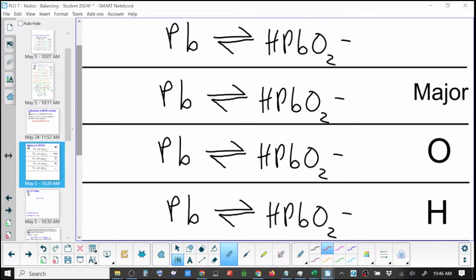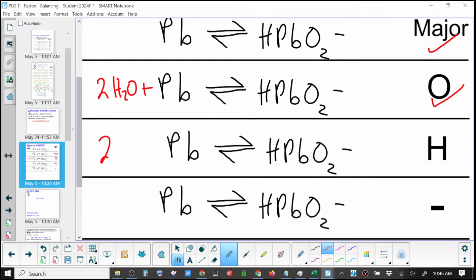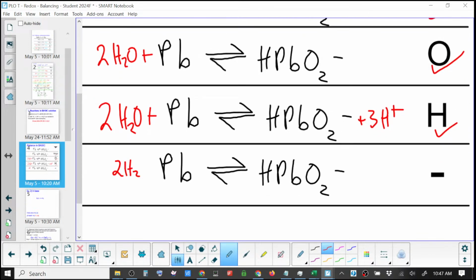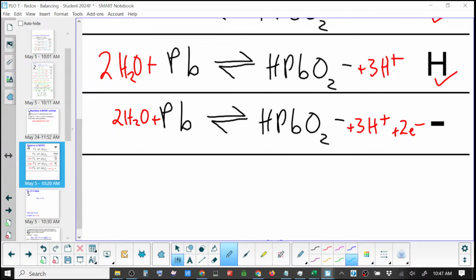So, major's done. Oxygen, so we got 2 H2O. Now that's done. Now I need the hydrogen, so I've got 4 in this, so plus 3 H plus. Hydrogen's done. And that is plus 3 neutral, 2 e minus. And then, to drown it, I add 3 waters to the side that has the H plus.